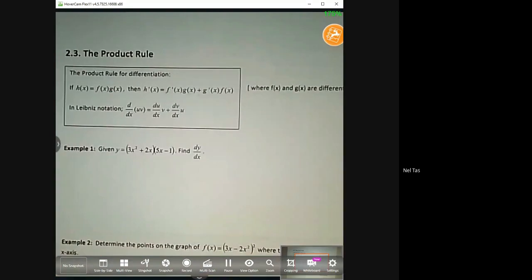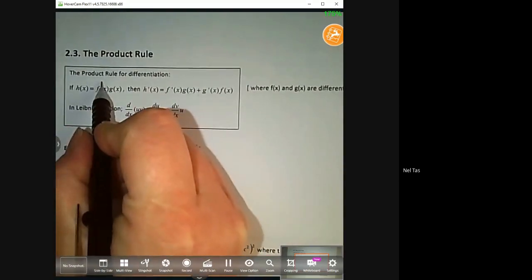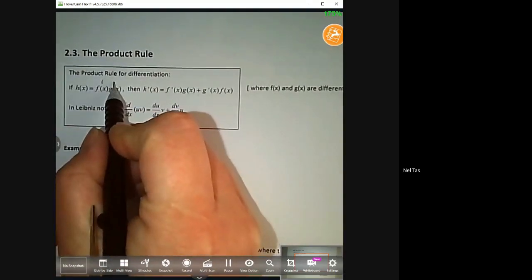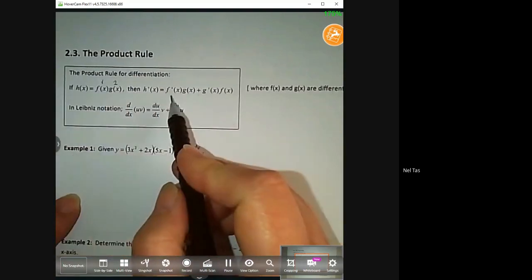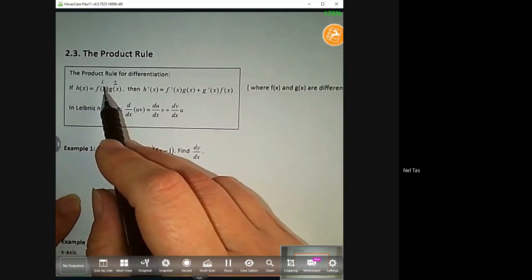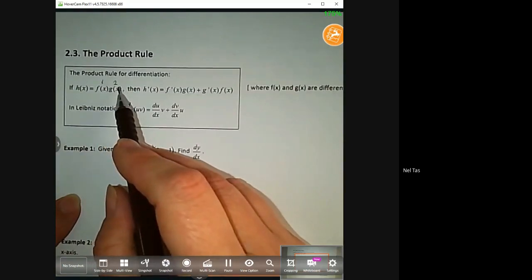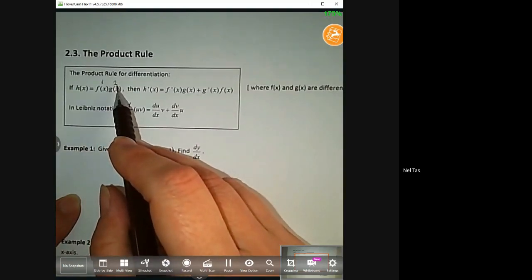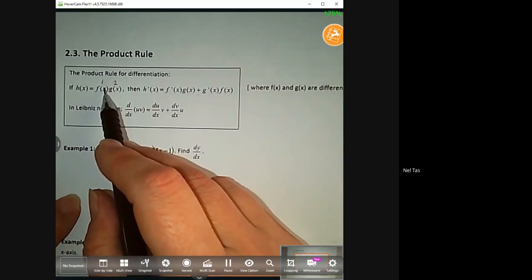If you call f of x function 1 and g of x function 2, basically you are taking the derivative of the first function times the second function plus the derivative of the second function times the first function. Okay.